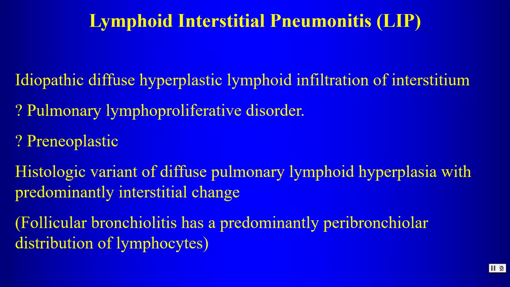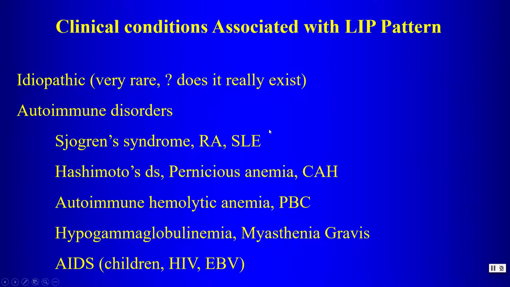So this is a diffuse hyperplastic lymphoid infiltration of the interstitium. So whether this is a primary idiopathic disease is somewhat controversial. So in many cases we will see this pattern in patients who have some underlying autoimmune disease. So it's a histologic variant of pulmonary lymphoid hyperplasia with predominantly interstitial changes. So again, whether this exists as an idiopathic disease, controversial.